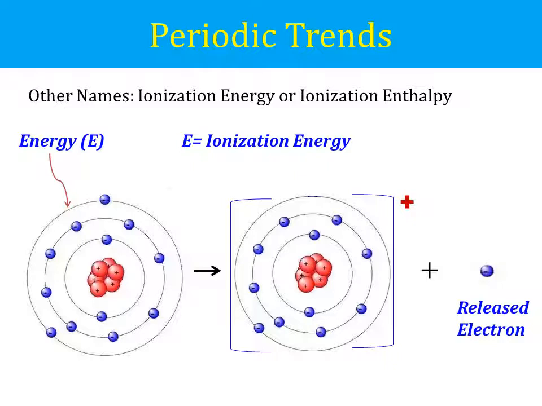Now this ionization energy has other names also: ionization potential, ionization energy, or ionization enthalpy. All these are names of the same particular parameter. That's the energy required to convert any neutral gaseous atom into a positively charged gaseous ion. That's all. I hope it's clear till this much.